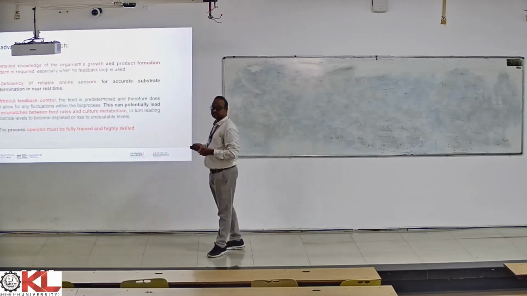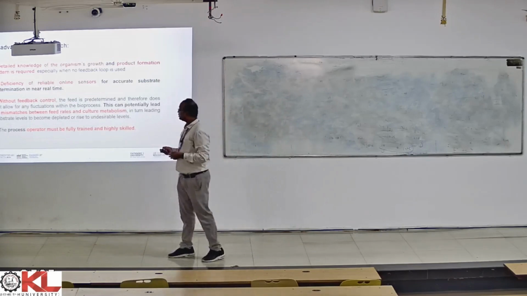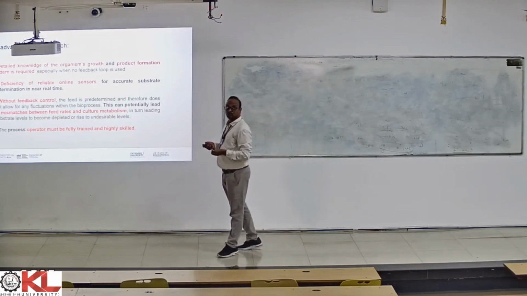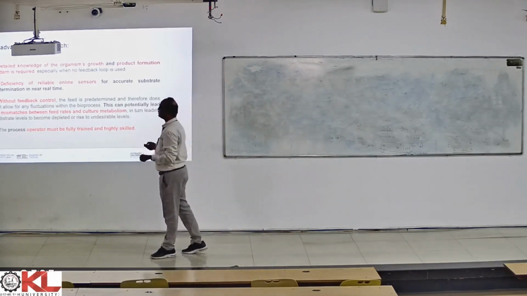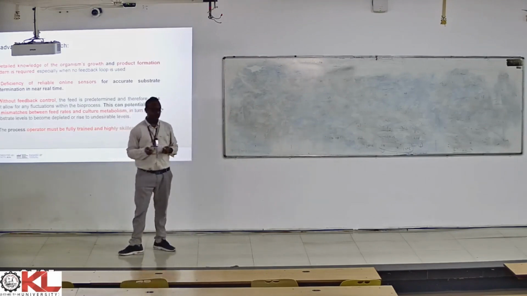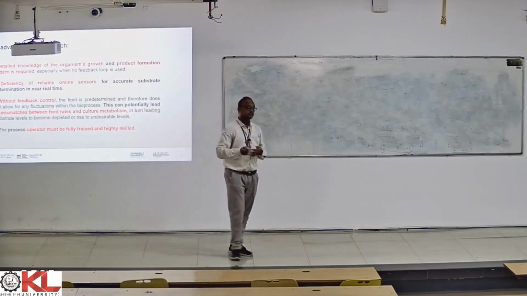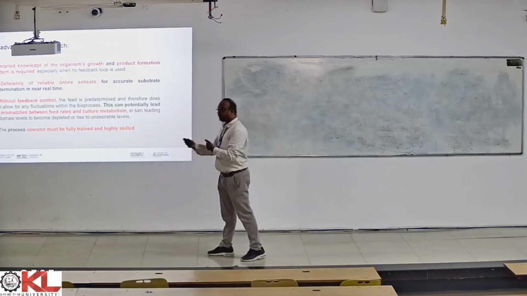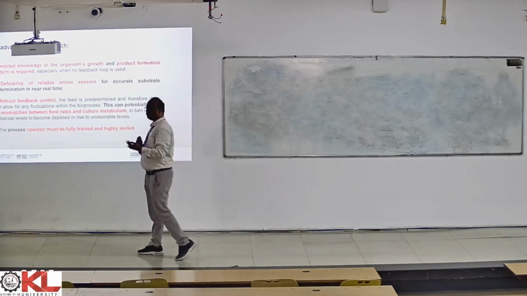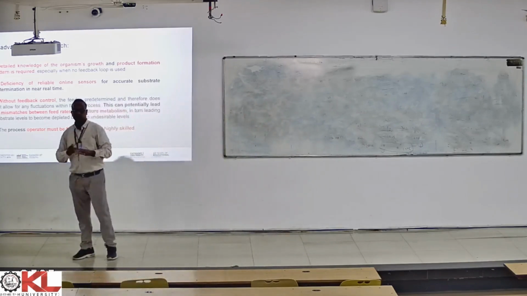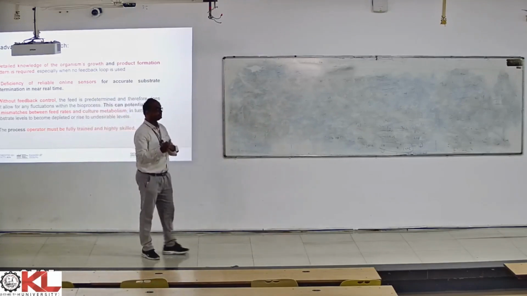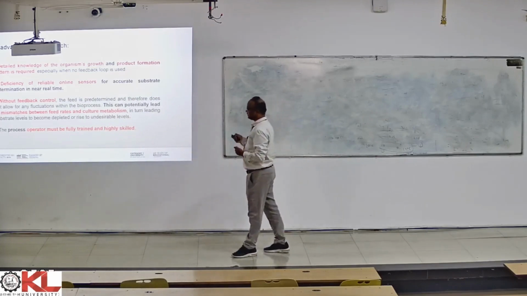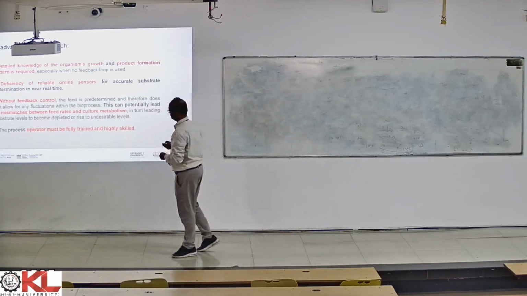Coming to the downsides of this fed batch mode of operation. The first major drawback is that detailed knowledge of the organism's growth and product formation is essential. If you want to culture the organisms in fed batch mode, you need detailed knowledge of the growth pattern of the organism: how many hours it takes to reach log phase, how long to reach stationary phase, and how long it can grow on one type of substrate. We should know all these things beforehand.